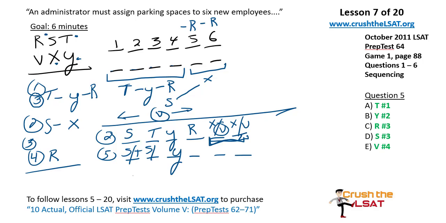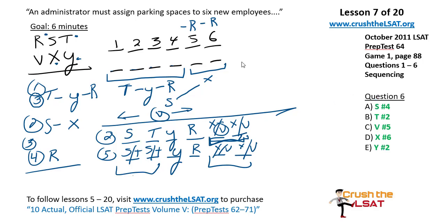Slot 2, it could be S or T. As we said before, R is going to have to be 4th, and we're going to have X and V in slots 5 and 6. So the correct answer is going to have to involve either X and V or S and T. S and T seems more likely, but we'll take a look. How about statement 1? T in parking space 1? That is a could be true.